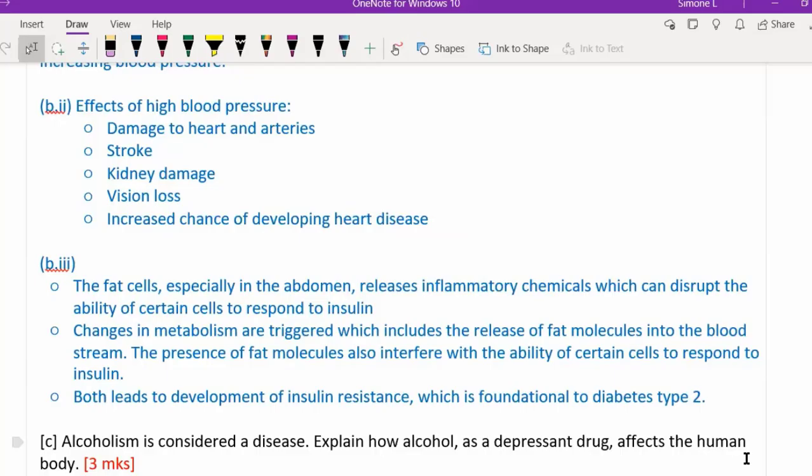How overweight can lead to diabetes. You can read it and pause it if you need to. Make notes if you need to.